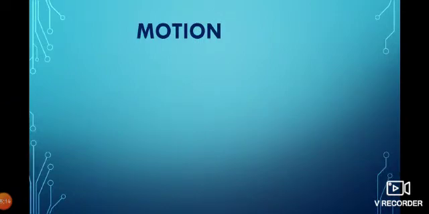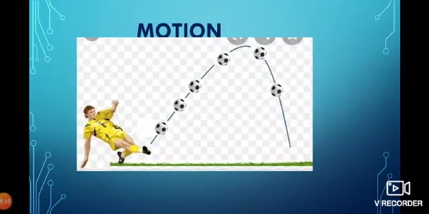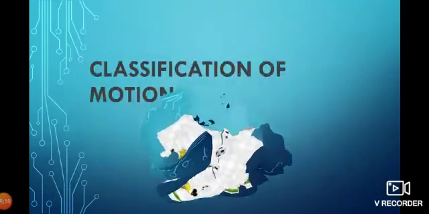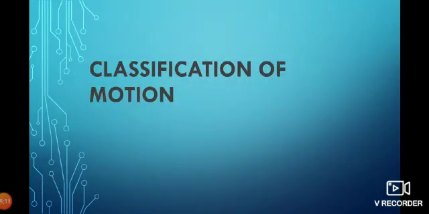And next we will discuss motion. A change in the position of a resting body is known as motion, and it is simply known as movement of a body. Next, classification of motion.